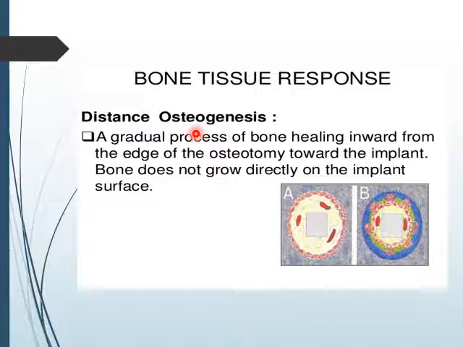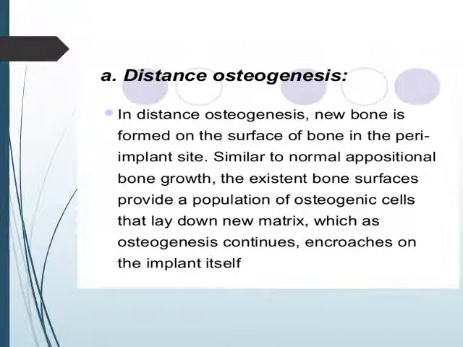First, distance osteogenesis, a gradual process of bone healing inward from the edge of the osteotomy toward the implant. Bone does not grow directly on the implant surface. So this is the hole or edge of the osteotomy, and this represents the implant surface. The cells around the edge of the osteotomy gradually come into contact with the implant surface. The meaning of distance osteogenesis.